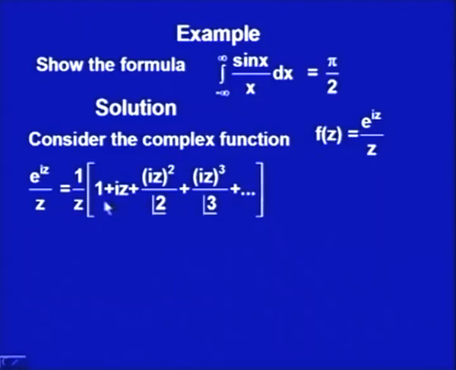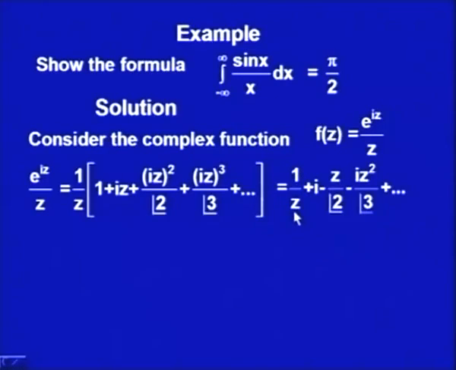Multiply it with 1 by z, we would get 1 by z plus i minus z upon factorial 2 minus i times z square upon factorial 3 and so on. So now what we are getting is the Laurent series having the terms a naught plus a1 z, a2 z square and so on, and the principal part contains only one term, 1 upon z.